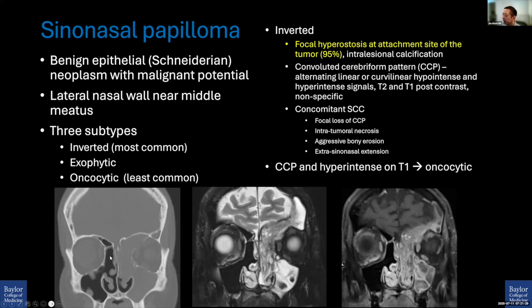So here is an example of inverted papilloma. We can see that there is a left sinonasal mass, and on the T2 and the post-contrast, we can see that convoluted cerebriform pattern of enhancement that we typically see with inverted papilloma, and you can imagine that this arose probably in the lateral nasal wall near the middle meatus.